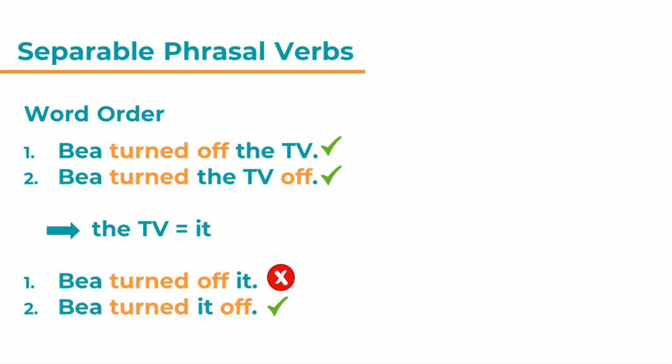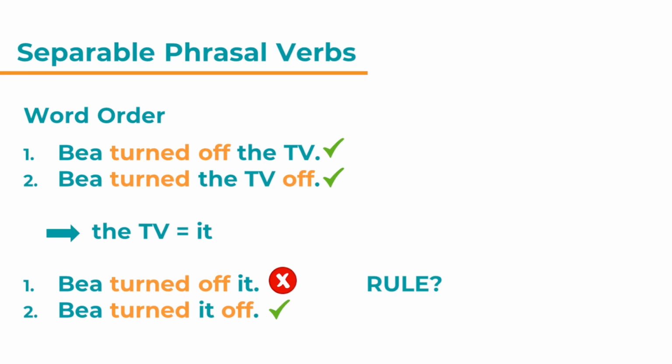Number 1, Bea turned off it. No, this is not correct English. But number 2, Bea turned it off. Yes, this is correct. So there is a difference here. If the direct object is a pronoun, we suddenly have a different rule. So what is the rule?